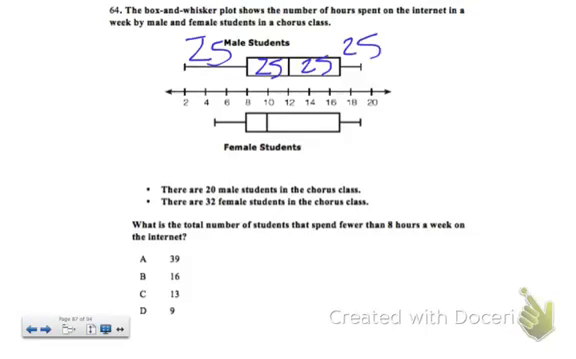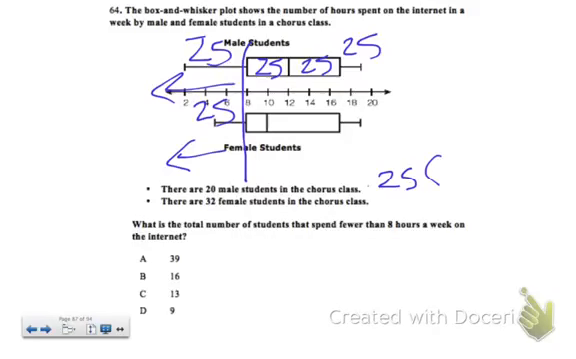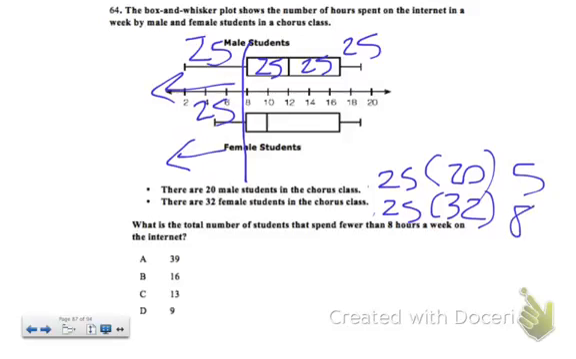Okay? Fewer than 8 hours a week is going to be here. And in both cases, that's 25% of the data, because less than goes this way. So you're just asking yourself, what's 25% of 20? Well, a fourth of 20 is 5. And then what's 25% of 32? Well, 32 divided by 4 is 8. 8 plus 5 is 13.